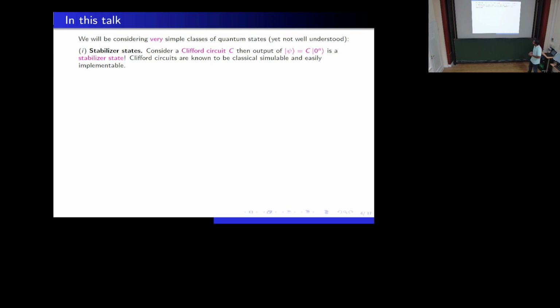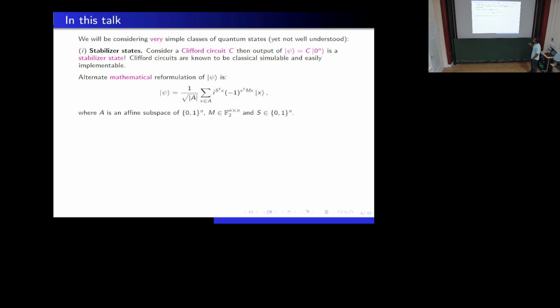Maybe this is too much quantum for you. Let me just tell you what a stabilizer state even looks like. It's very simple, actually. To define a stabilizer state, you need 3 things. You need an affine subspace A in {0,1}^n, an n by n matrix M, and a vector s. These 3 things completely define a stabilizer state.